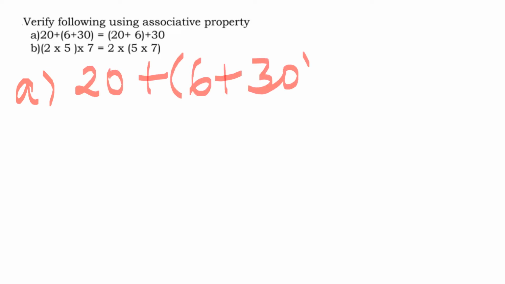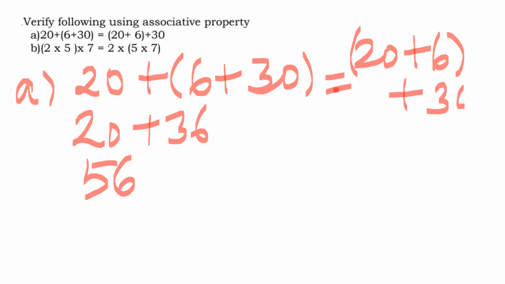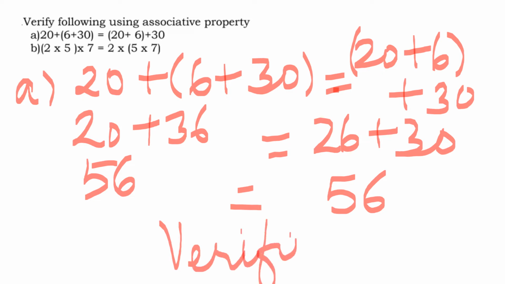Here we have to verify the following using associative property. In the A part, it is given to you 20 plus 6 plus 30. I am taking the left hand side first. So this becomes 20 plus 36 gives me 56 as the answer. Now in the right hand side part, we are adding 20 plus 6 first. Then we will add 30. So 20 plus 6 gives me 26 plus 30. We will check this is also equal to 56. Thus 56 is equal to 56. Hence the property of associativity is verified for the A part.